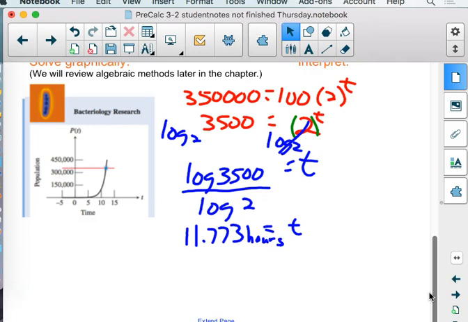Right there. Now, since that's in hours, what we probably want to do is say, you know what, we can do a little bit better than that. We've got 11 hours here, but maybe we could tell them minutes. So if we take that 11 off, because we already know that that's hours, we could multiply that by 60, and then we could give them minutes. So 11 hours, approximately 46 minutes.